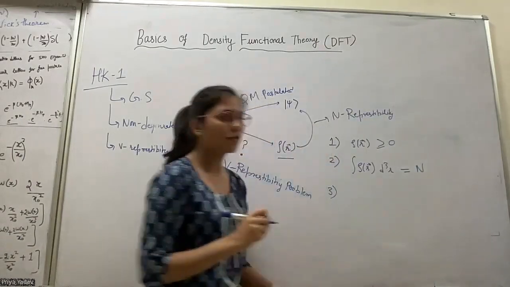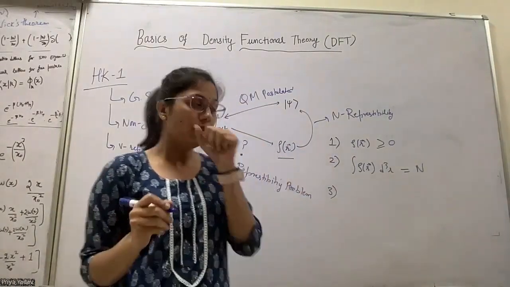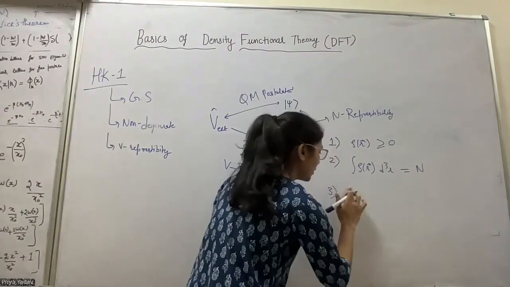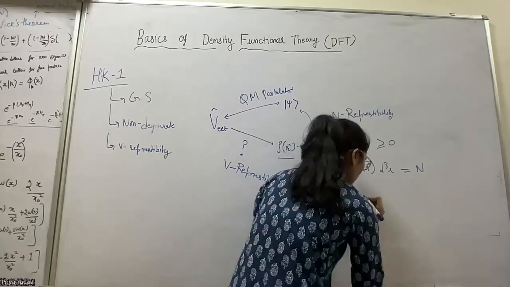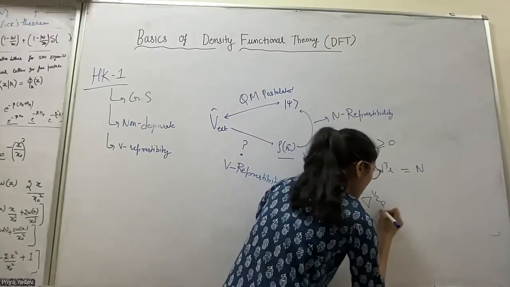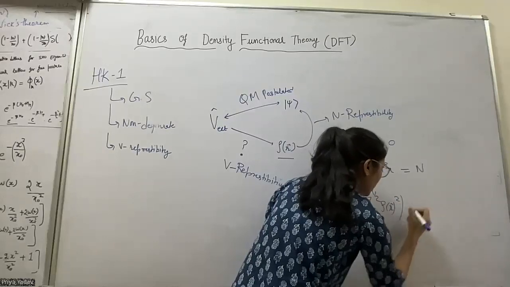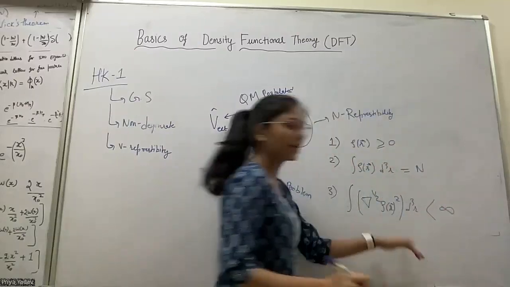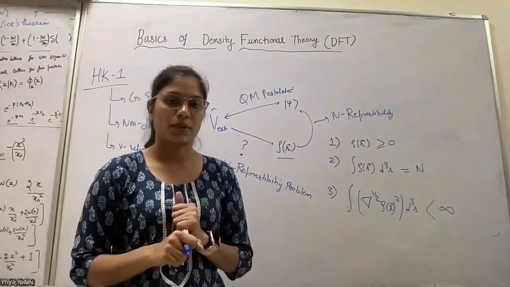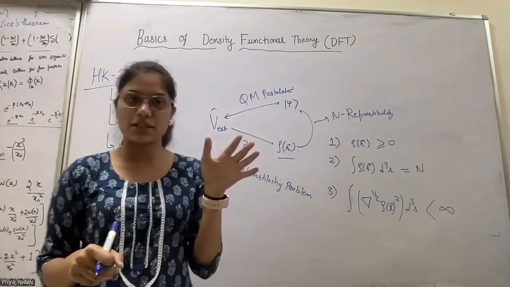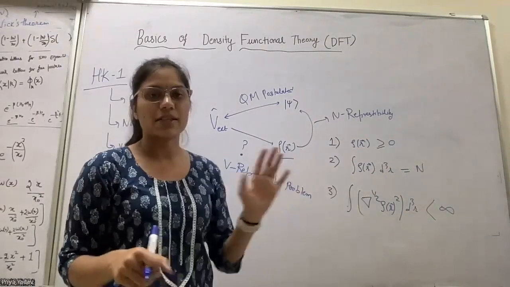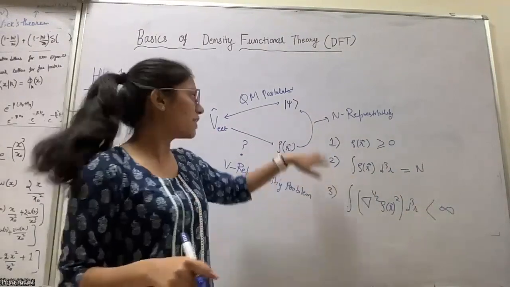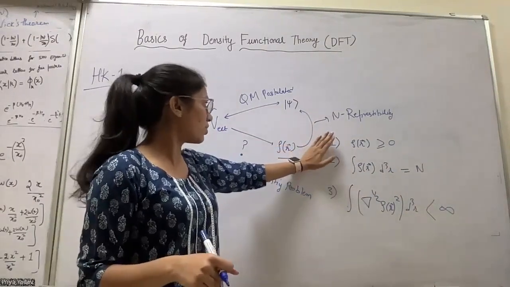And the third one is for the kinetic energy. It's not exactly the kinetic energy, but it is proved by mathematicians and used as such: the integration of the gradient of rho^(1/2)(r) squared, d3r, should be less than infinity. Like the kinetic energy should be finite. So if any electron density follows these conditions, then I will say, okay, I'll take it and see what happens. So this is a weaker condition. This is known as N-representability.